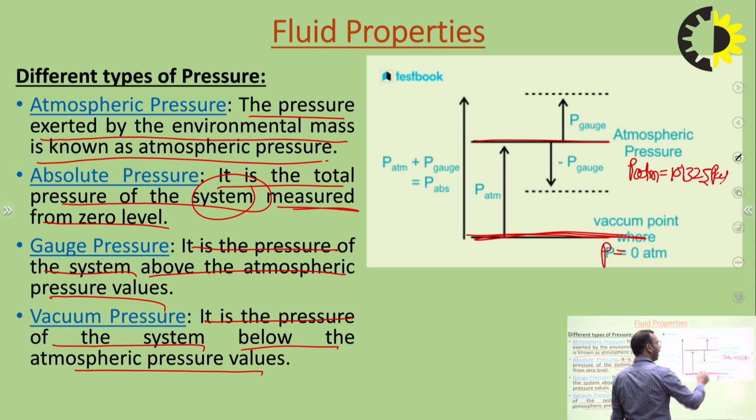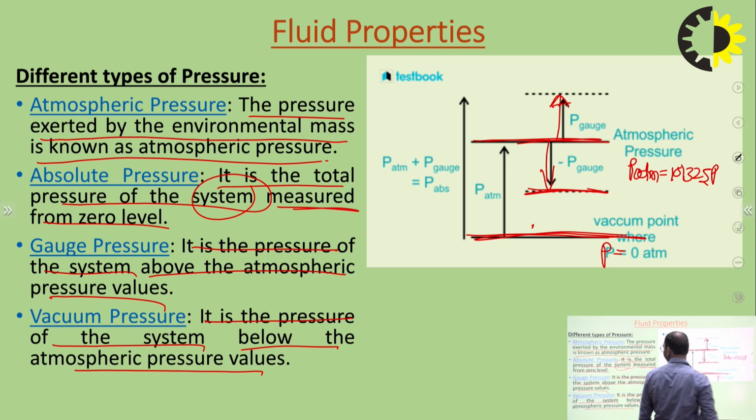The pressure above this line is called gauge pressure, and pressure below this line is called vacuum pressure. And in terms of absolute, this gauge pressure is equal to P absolute minus P atmospheric, and this vacuum pressure is equal to P gauge minus this P atmospheric. So this is all about the different types of pressure.